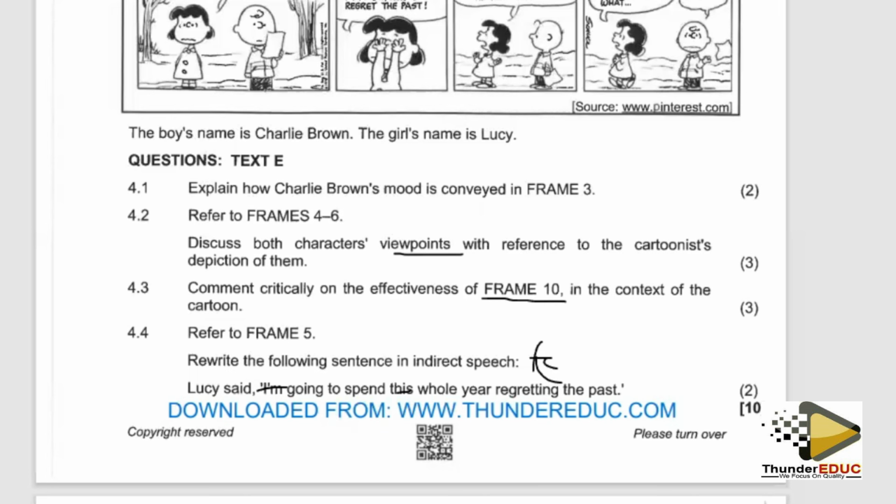Now we are reporting, so we are going to change the reporting, and therefore it must be "Lucy said that." That is the reporting word. Lucy said that she was going to spend that whole year regretting the past. That is how we change it into indirect speech. You have to report. I will repeat it again. Lucy said that "I" becomes "she," "am going" becomes "was going to spend," "this whole year" becomes "that whole year regretting the past." That is our indirect speech.